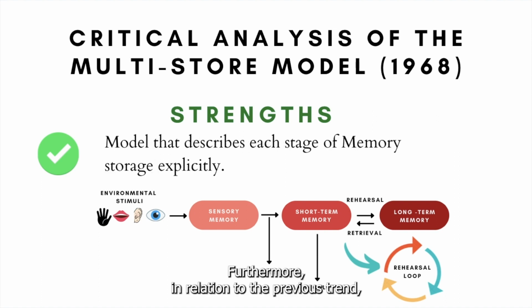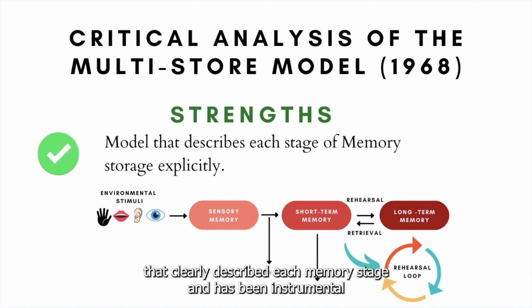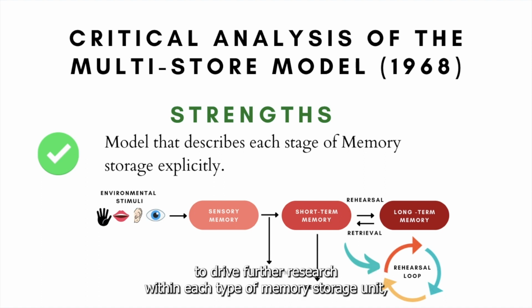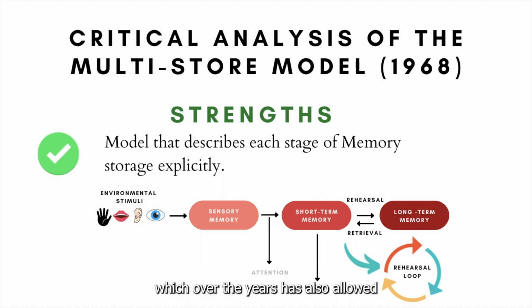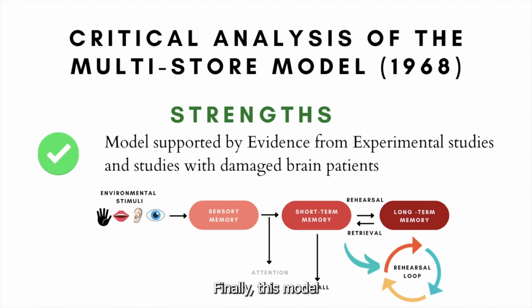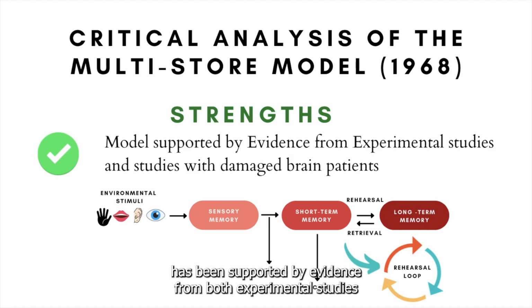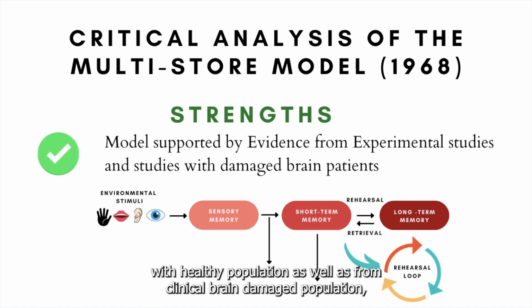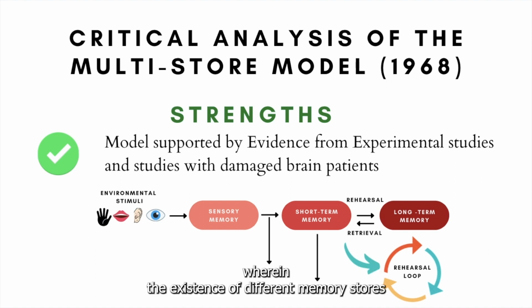Furthermore, in relation to the previous trend, we can state that this was the first structural model that clearly described each memory stage and has been instrumental in driving further research within each type of memory storage unit, which over the years has also allowed us to refine the current model. Finally, this model has been supported by evidence from both experimental studies with healthy populations as well as from clinical brain damage populations, wherein the existence of different memory stores has been found.